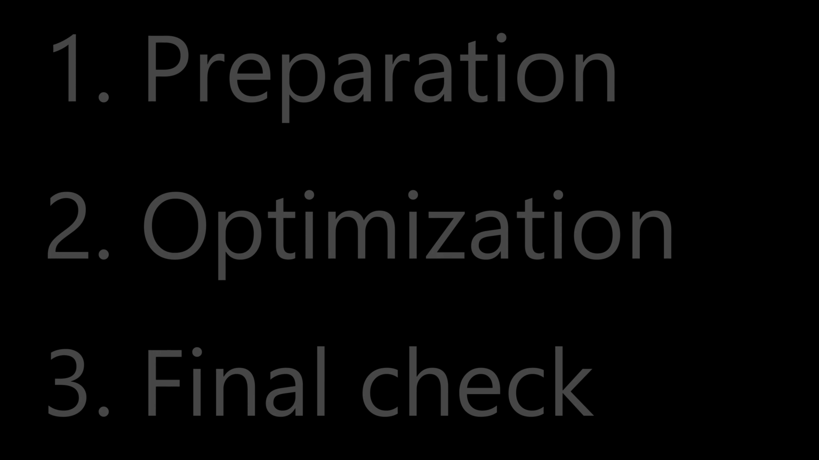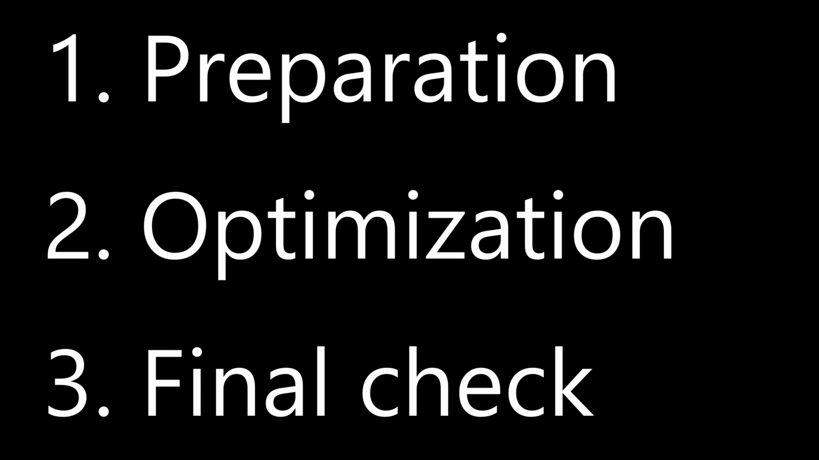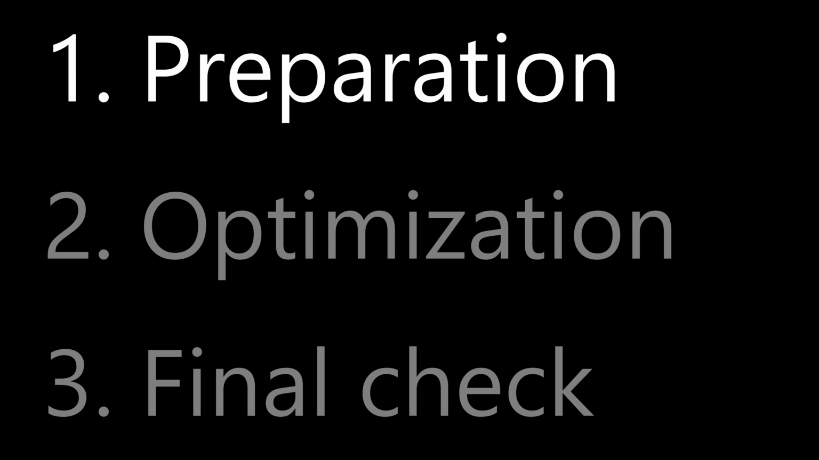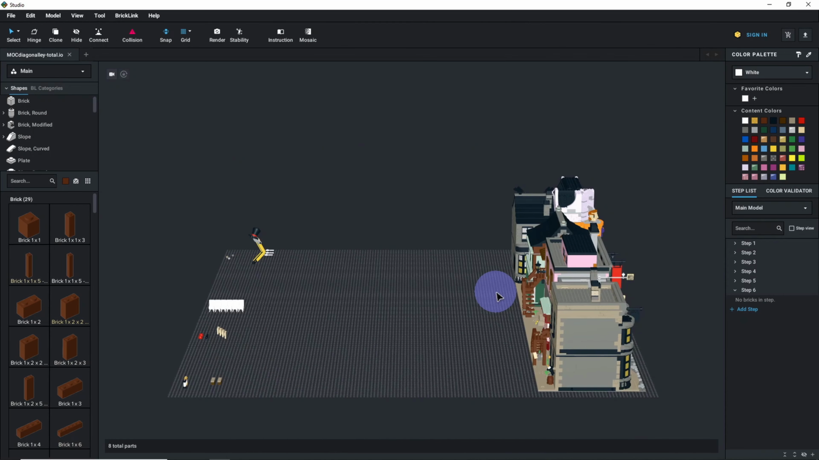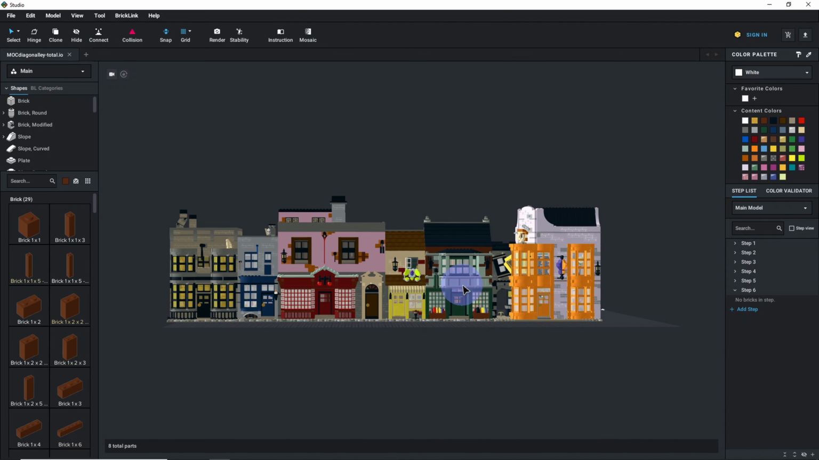The process is split into 3 phases. The first phase is for setting up everything needed to do the optimization. My starting point is the studio file with the MOC design. We will start to export the file with the list of parts.